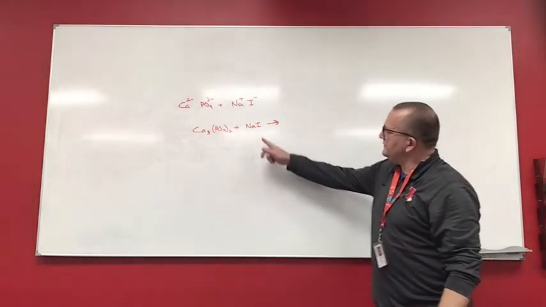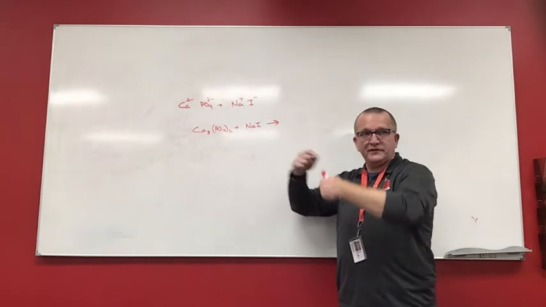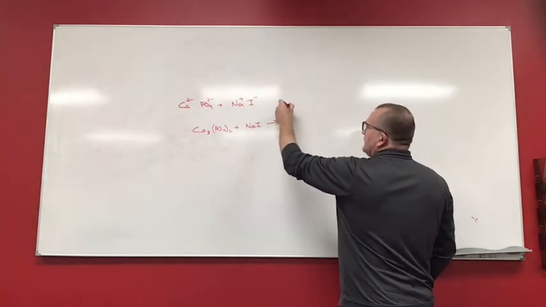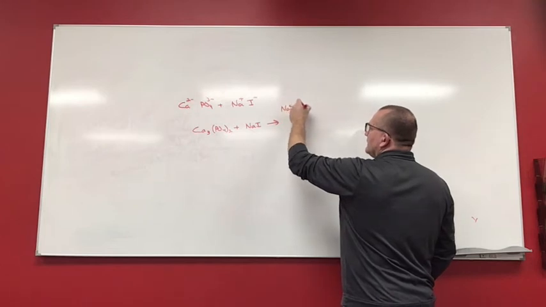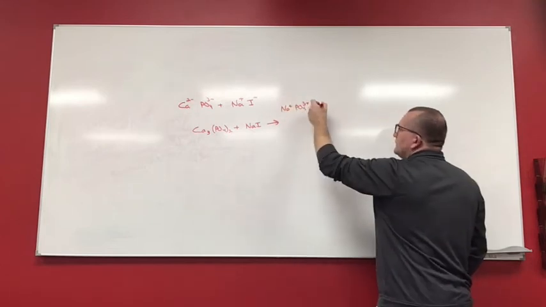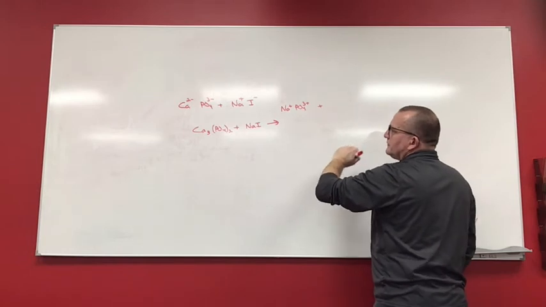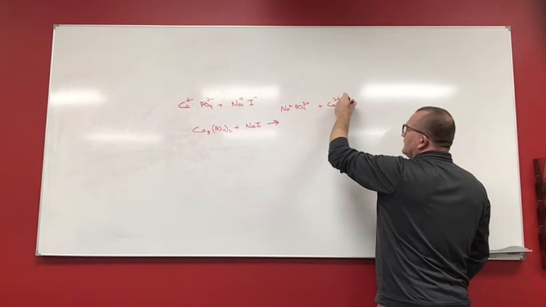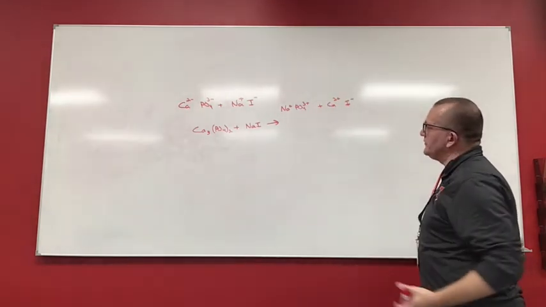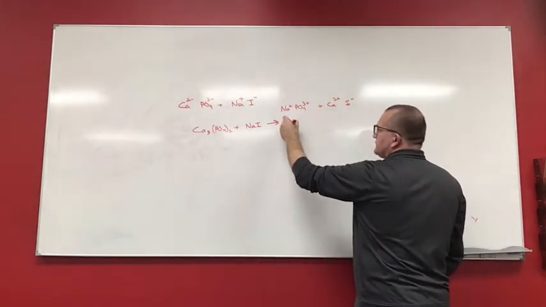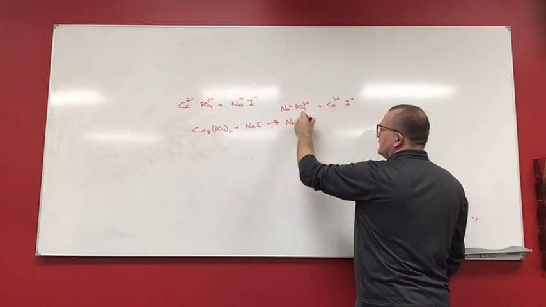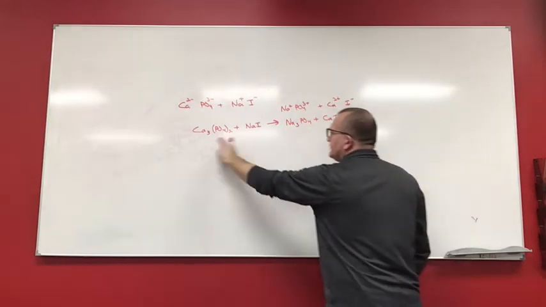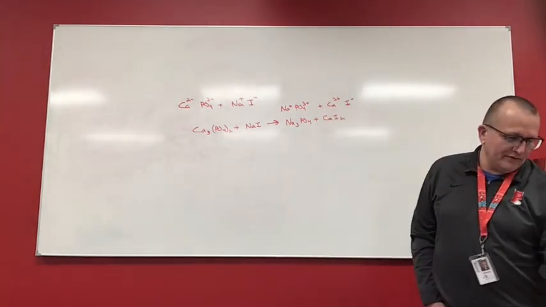And what's going to happen is the Na and the Ca are just going to trade places. The Na goes with the PO4, so I'm going to have Na and PO4, and added to that I'm going to have the Ca and the I. And the charges don't change, they're the same as they were initially. And so now I just balance my charges. Na3PO4 plus CaI2. So that's your answer to number 11.